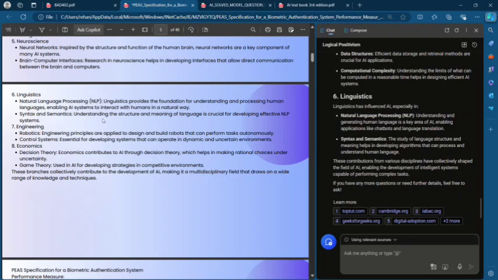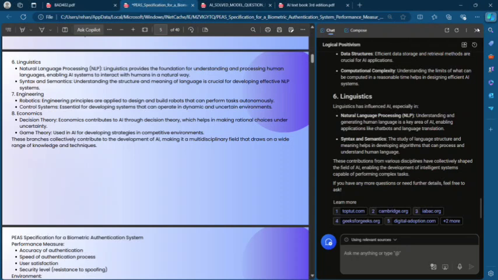Then syntax and semantics, understanding the structure and meaning of a language is crucial for developing effective NLP systems. Same thing: the study of language structure and meanings helps in developing algorithms that can process and understand human languages. Syntax and semantics, okay, done this thing.